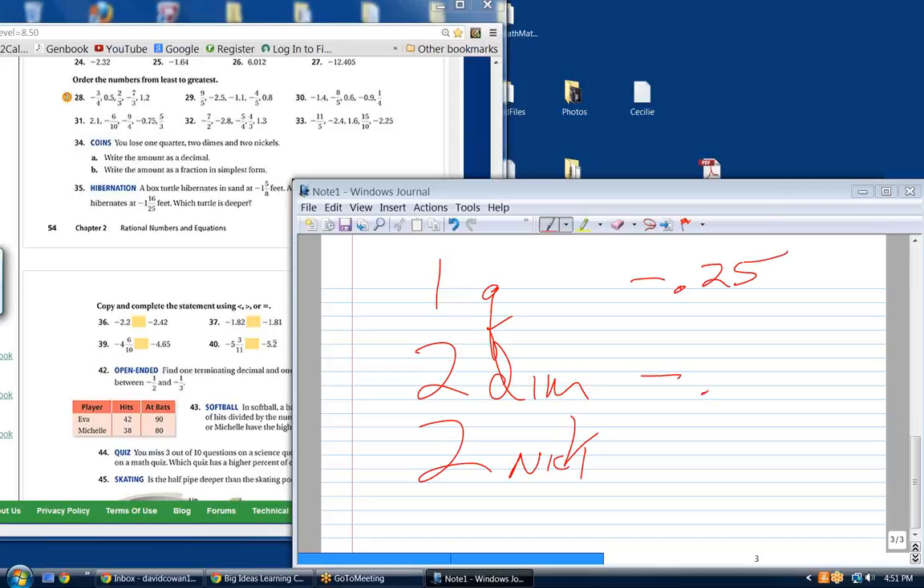Negative 0.25 plus negative 0.2 plus negative 0.1 would all amount to... did that wrong? And I have my own piece of notebook paper here.